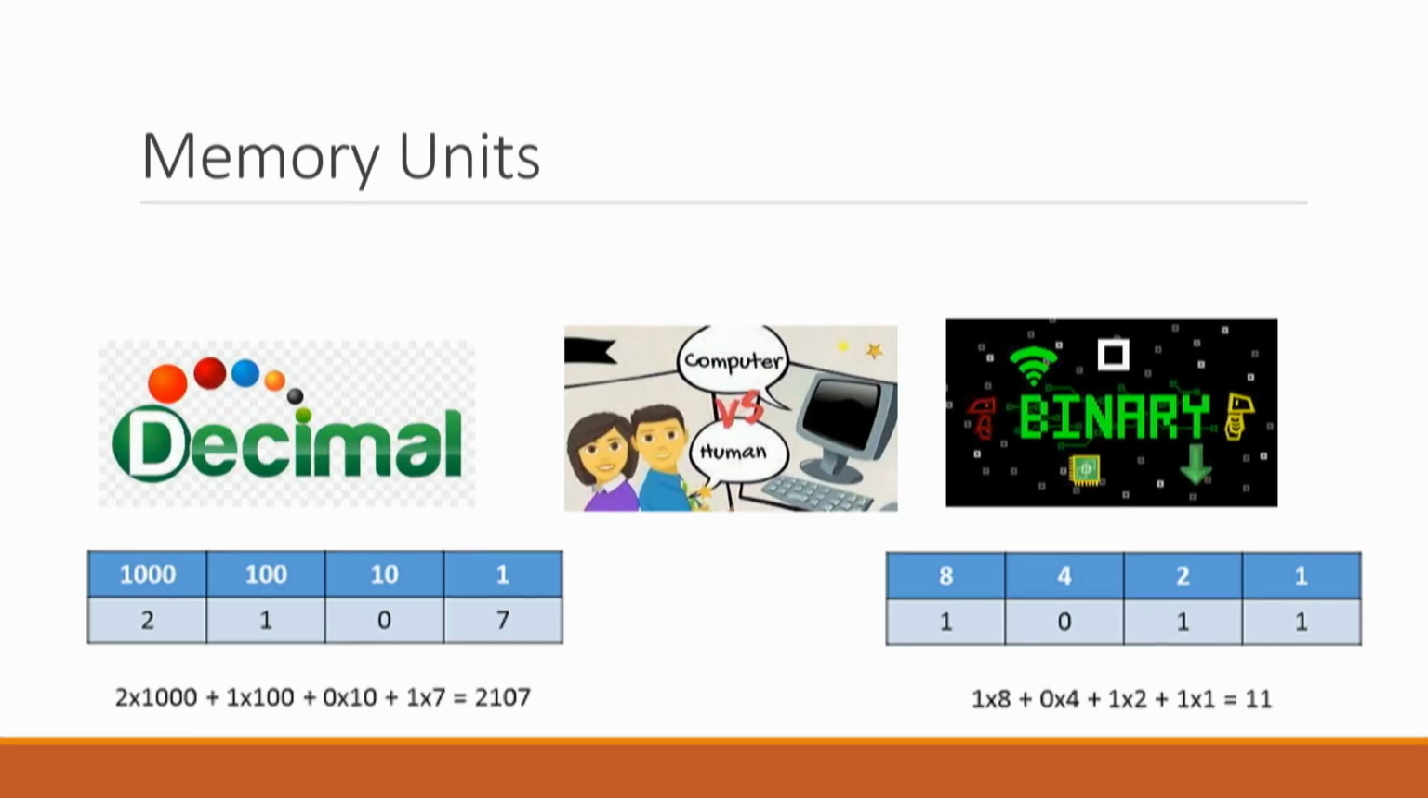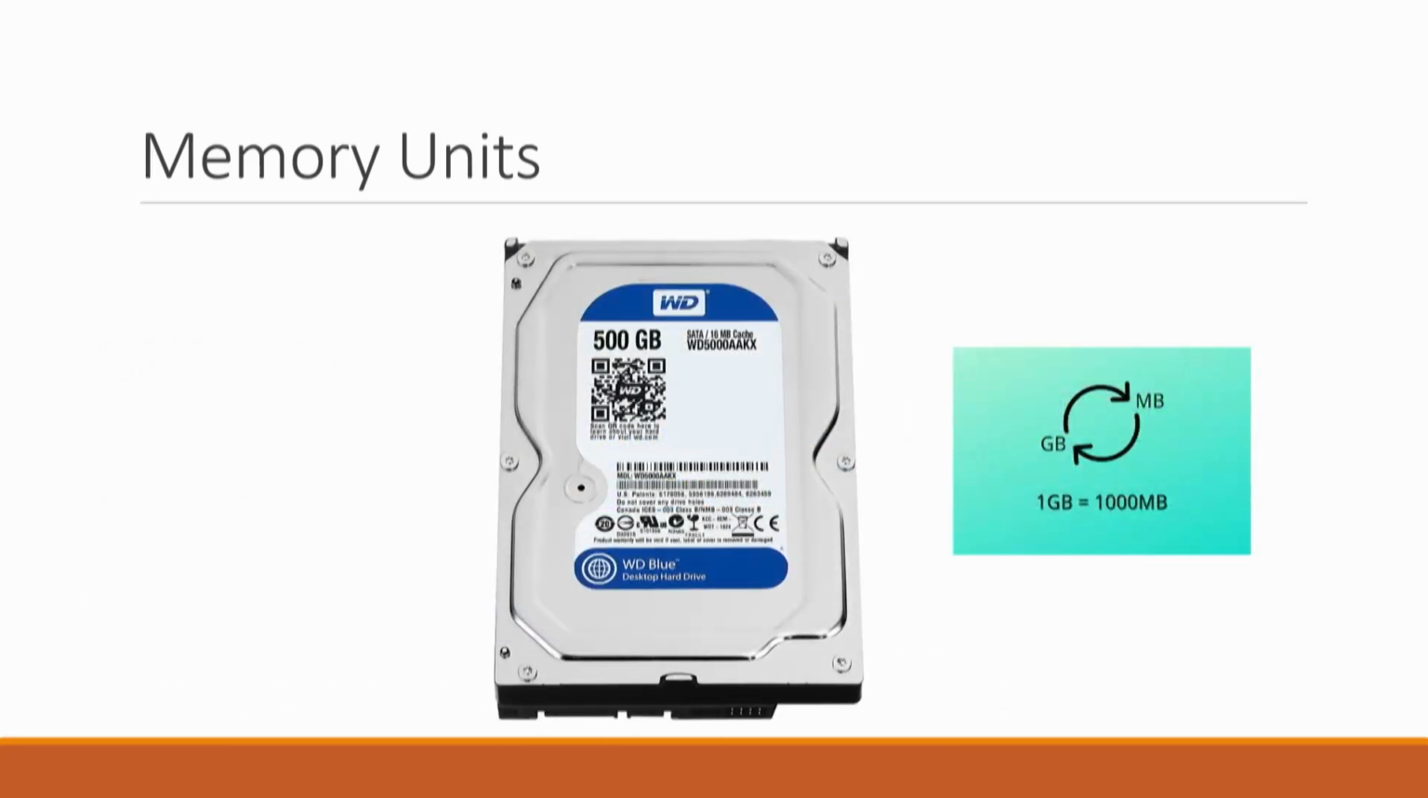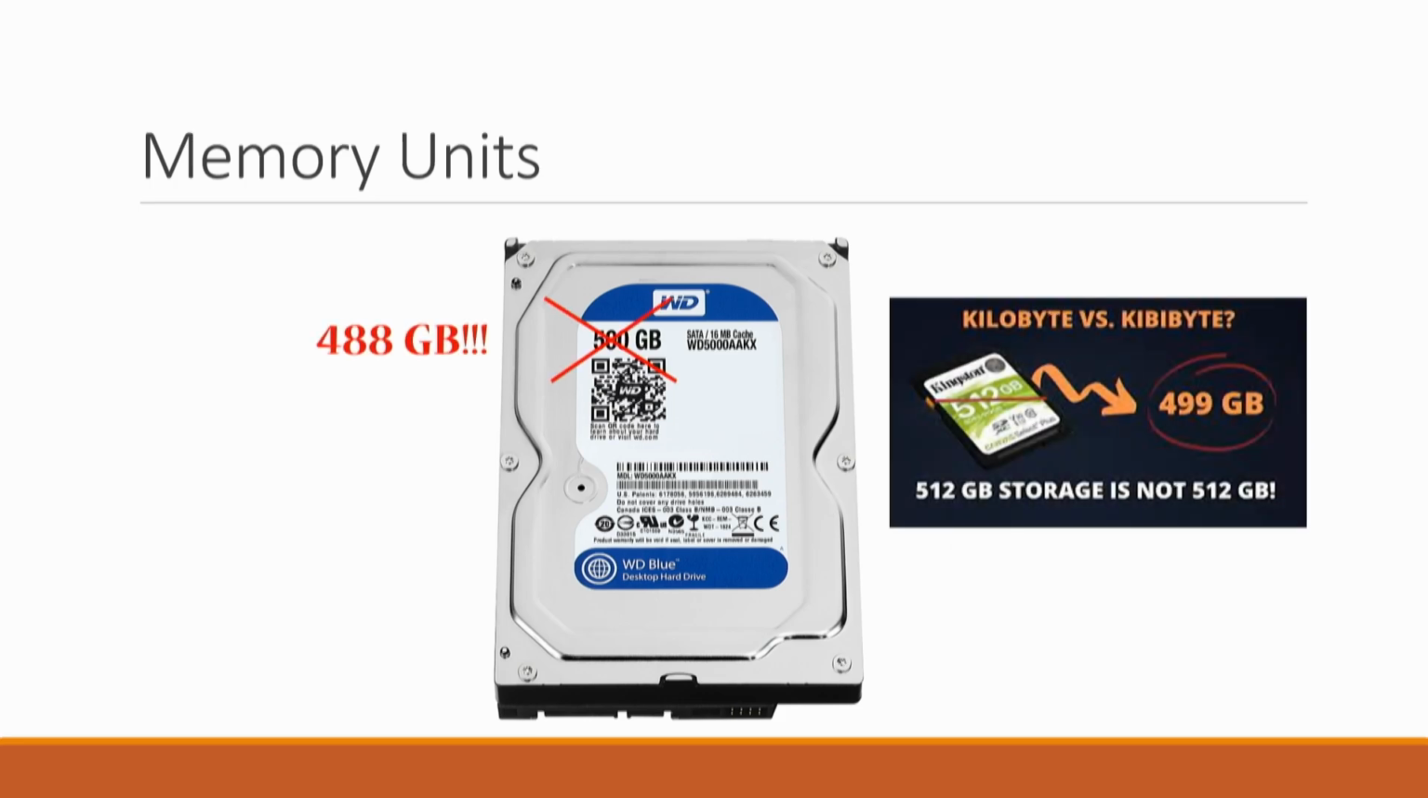Humans and computers use different numbering schemes. People use base 10, where each digit is worth 10 times the digit before it. On the other hand, digital computers use binary, which works with powers of 2. Most storage manufacturers measure and label capacity in base 10, but have you ever wondered why your hard drive, which nominally has a storage capacity of 500 gigabytes, only has actually about 488 gigabytes?